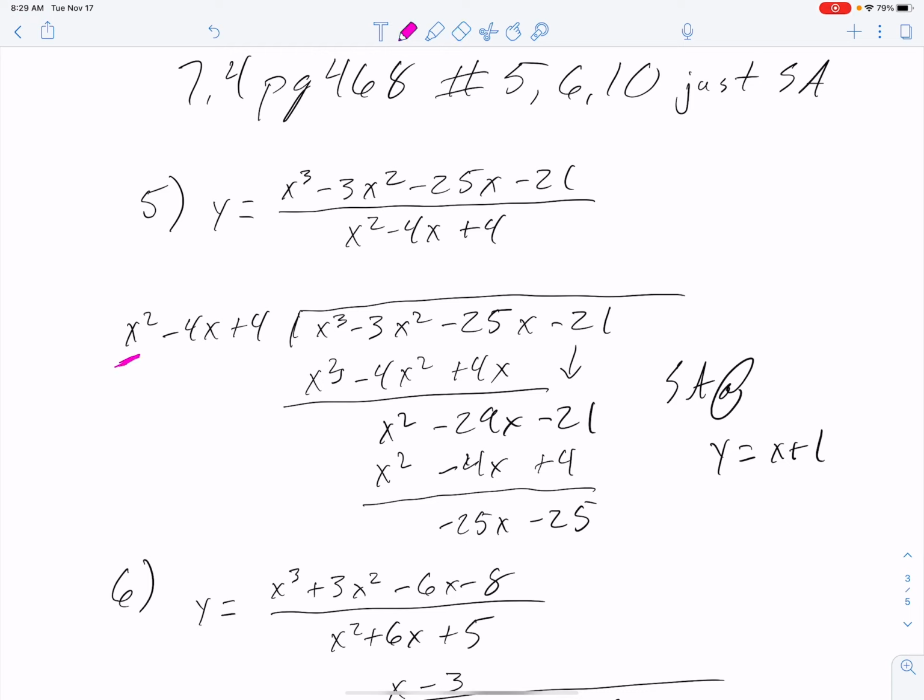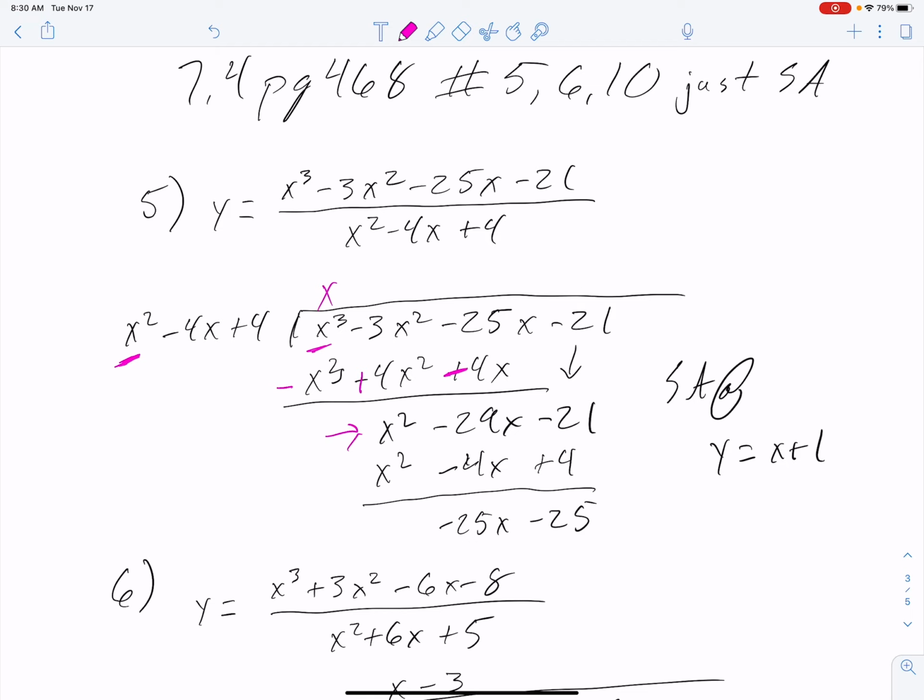what times x squared would get me x cubed? Well, x times x squared would get me x cubed. I multiply x by all my values, so x times x squared gets me x cubed, x times negative 4x gets me negative 4x squared, and x times 4 gets me 4x. Now I'm going to subtract, or in other words, change the sign of all my values, and that's going to leave me with x squared minus 29x minus 21.